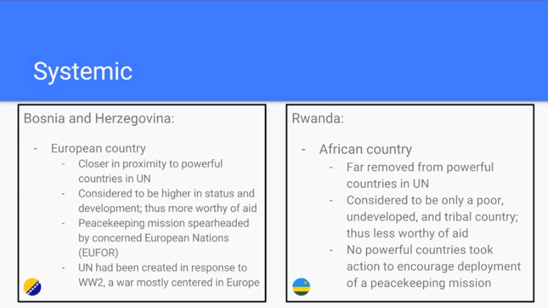No powerful countries took action to encourage deployment of a peacekeeping mission either. And so the Congo, Uganda, none of those countries were able to spearhead these kinds of missions that the EU was. Not because they didn't want to, but simply because they didn't have the resources to do so.